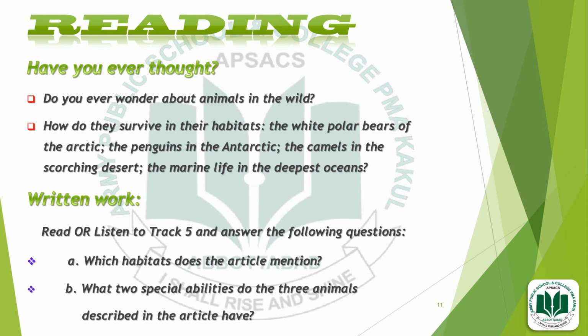After reading carefully, your written work is here. Read or listen to track 5 and answer the following questions. Question A. Which habitat does the article mention? Question B. What two special abilities do the three animals described in the article have? For the next question, let's move towards the coming slide.